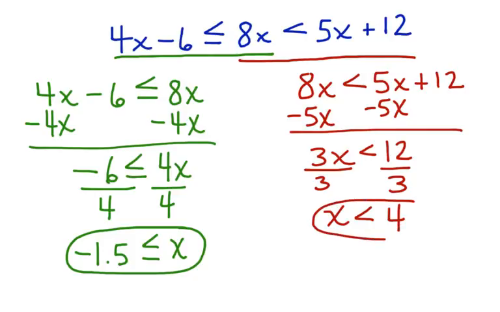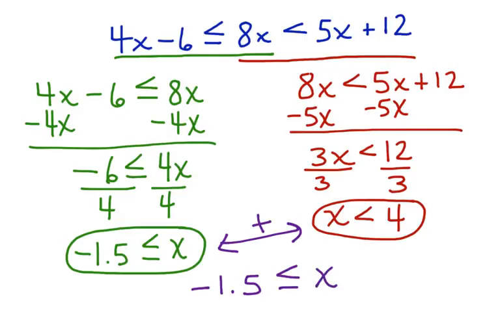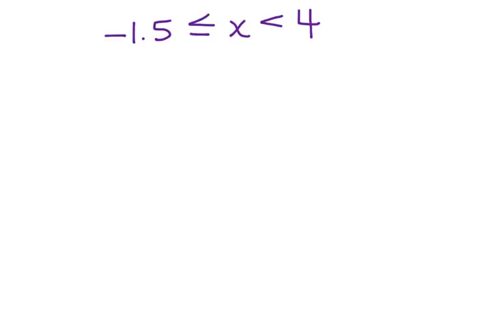Now, the tricky part is we have to put both of these solutions together because they both have to do with the compound inequality. We're going to write this in purple. Negative 1.5 is less than or equal to x, and x is less than 4. Now let's transfer that answer to the next slide and then graph it. Here's our solution again. Now let's graph it on the number line.